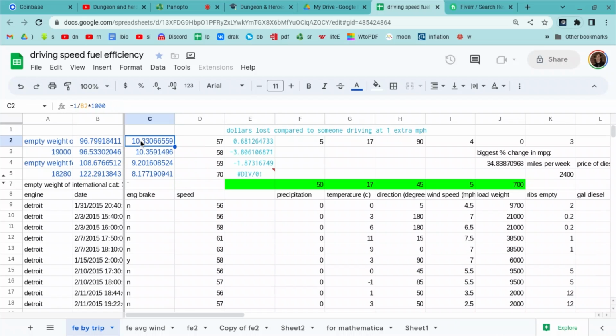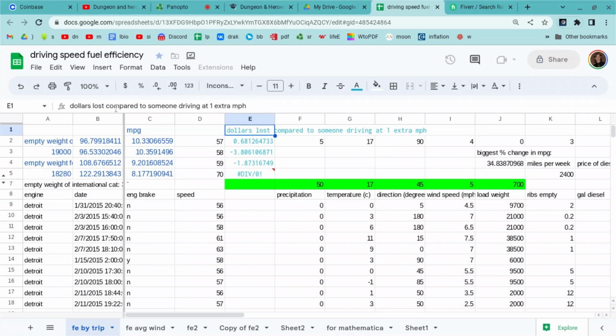Oh yeah, I did the inverse here. Okay, I put it back as well. So here's miles per gallon. At 57 it's 10.3, 58 is 10.35, insignificantly worse. And then at 59 we start reducing our miles per gallon. So optimal speed would theoretically be 57, but here I added another column.